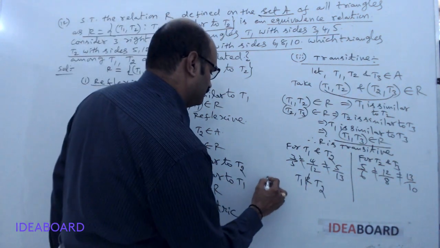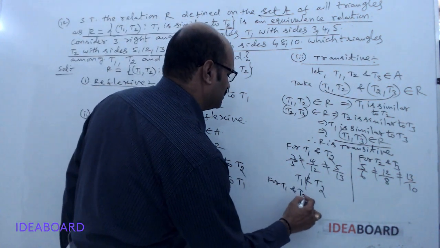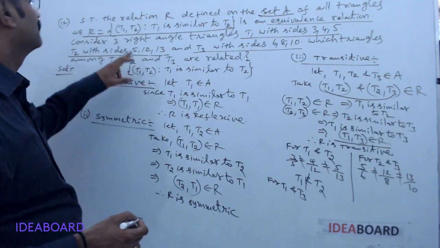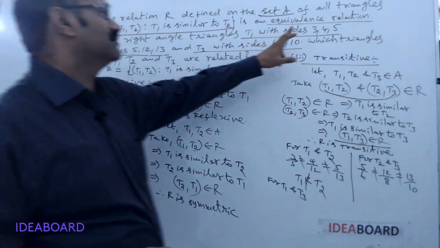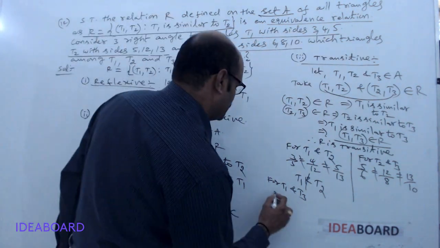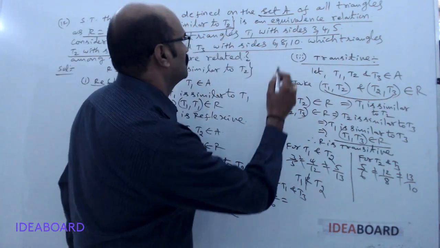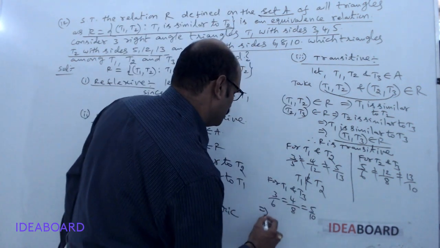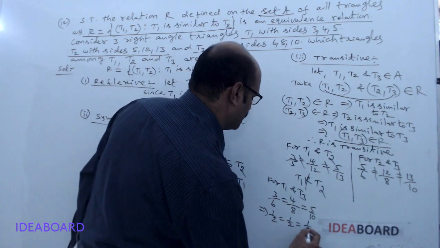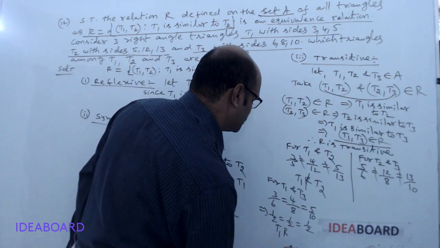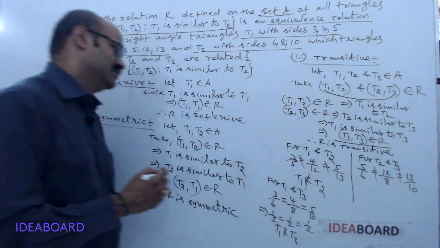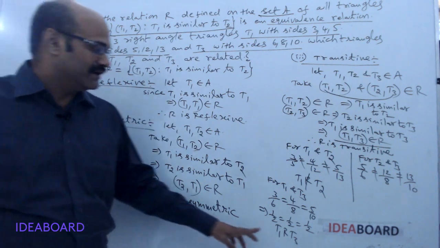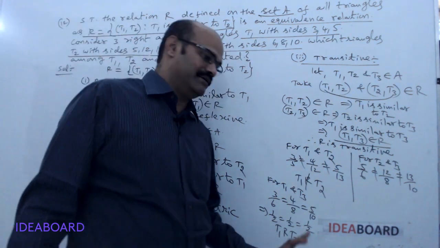Now for T1 and T3, T1 equal to sides we have 3, 4, 5. So 3 by 6 equal to 4 by 8 equal to 5 by 10 equal to 1 by 2. Therefore, T1 is always related to T3. So out of three triangles, T1, T2 and T3, T1 is related to T3.